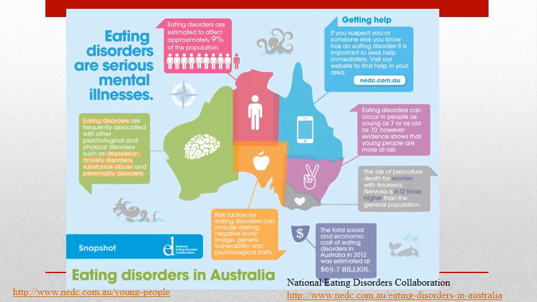Okay, here's a little summary of eating disorders in Australia, and you'll see that they can occur in people as young as 7 or as old as 70. So mostly we just think about young women as being people who suffer from eating disorders, but it actually can occur between 7 and 70, and it's male and female.